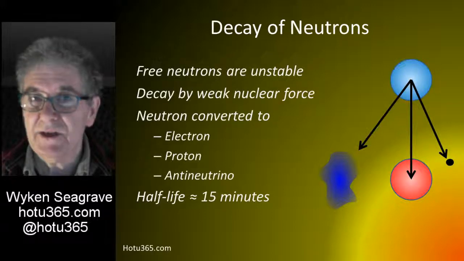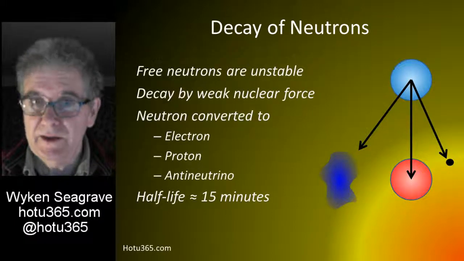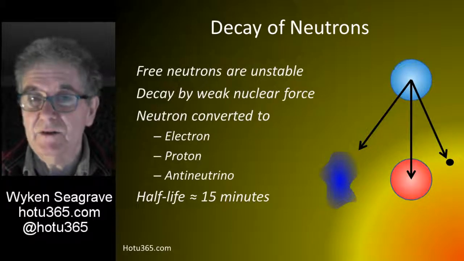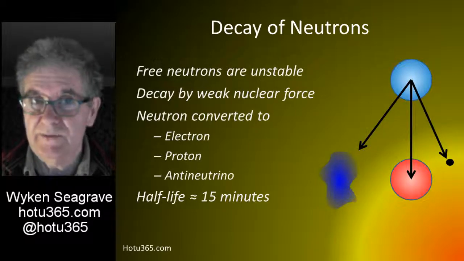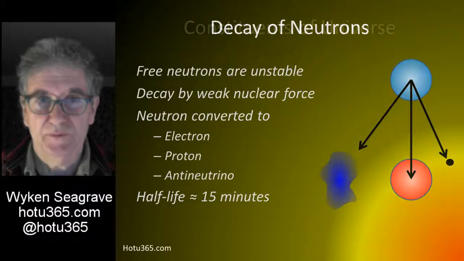So by the time we reach today, 13.8 billion years later, there are almost no free neutrons left in the universe, although there are probably one or two.